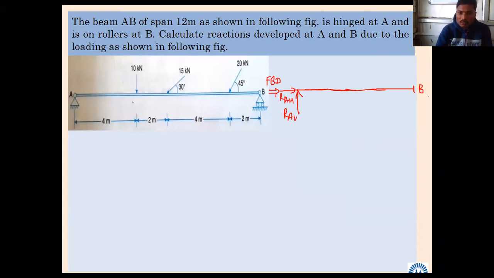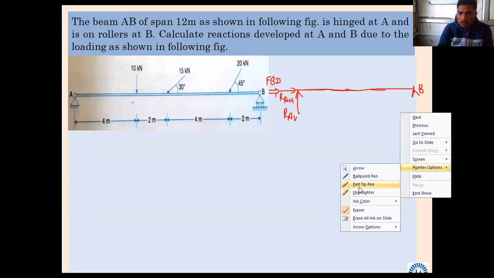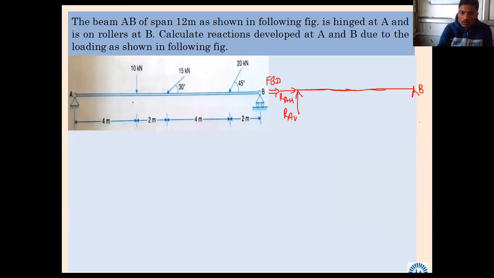At roller support, how many reactions are there? One or two? Only one. So it will be RB. So this 10 kilonewton force is here, there is no question.